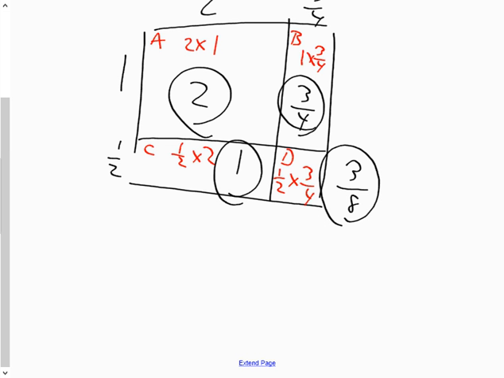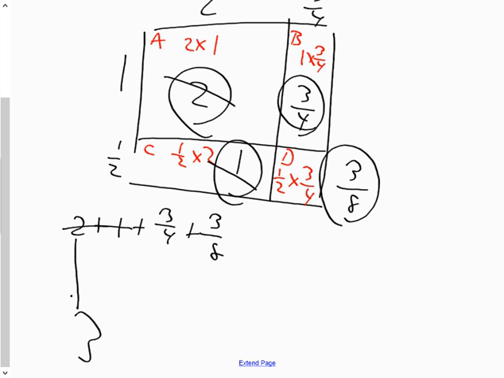Now the commutative property and the associative property of mathematics says the order in which you add or multiply does not affect the product or sum. So if it doesn't matter which ones I add first, which ones do you think I want to add first? I'm going to add this one and this one. What does that work out to be? 3. So 2 plus 1 plus 3/4 plus 3/8.